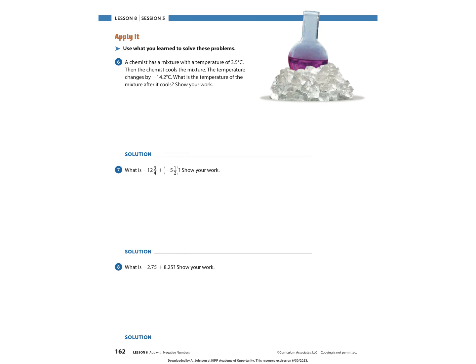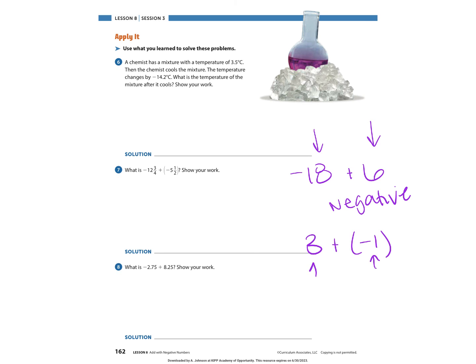Last thing, this is what you're going to see on your exit ticket. I want to make sure you understand this big idea, okay? If I have negative 18 plus 6, will my answer be positive or negative? Well, do I have more negatives or more positives? I have more negatives here, so my answer will be negative, okay? Whereas if I have 3 plus negative 1, do I have more negatives or more positives? I have more positives this time, so whatever answer I get needs to be positive.